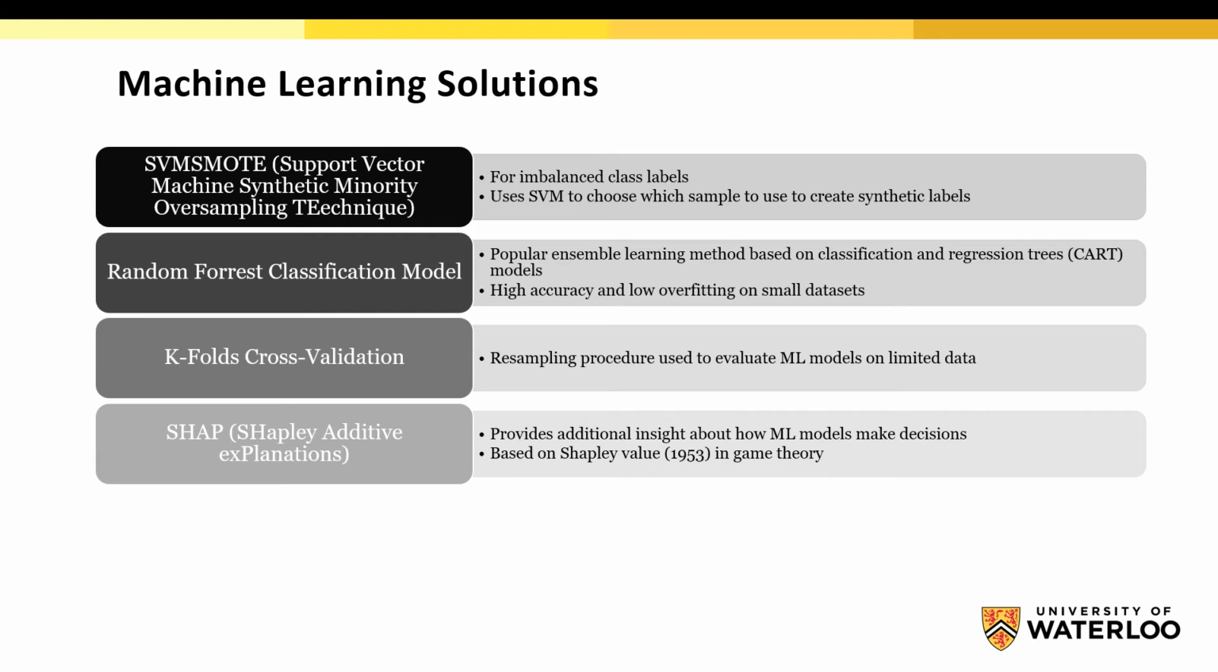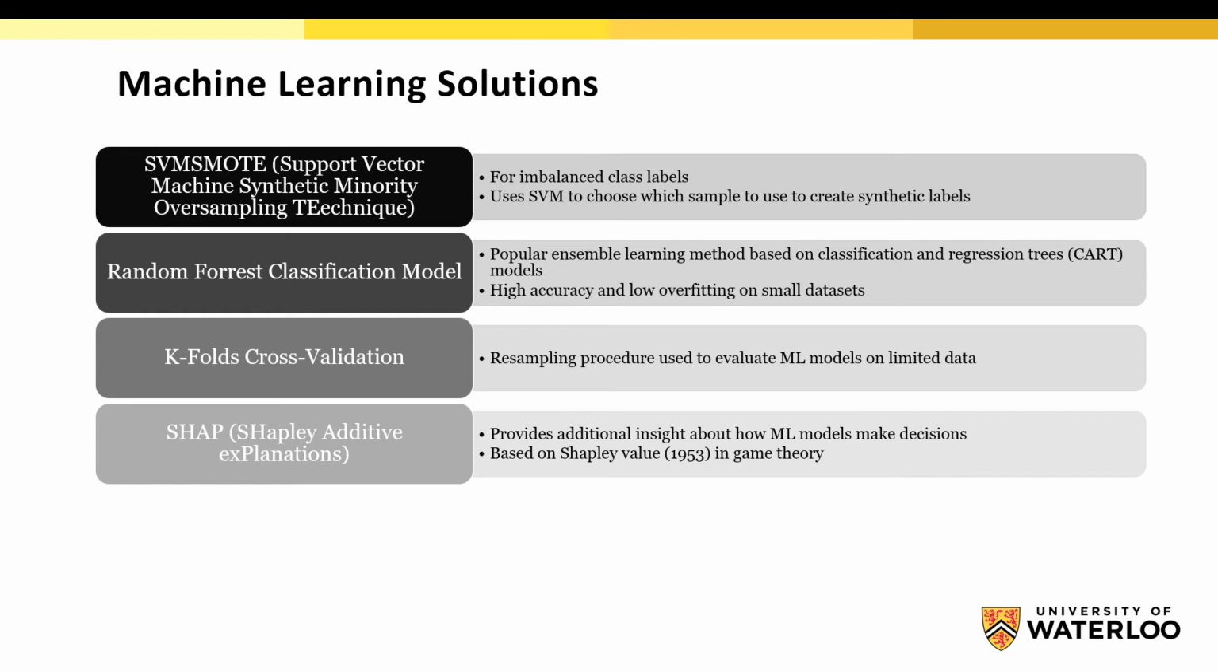How do we overcome these challenges? Firstly, we use SVM-SMOTE, which stands for Support Vector Machine Synthetic Minority Oversampling Technique. This is used for imbalanced class labels. Specifically, it uses SVMs to choose which minority samples to create synthetic labels of. Then we use a random forest classification model, which is a popular ensemble learning method based on classification and regression trees.